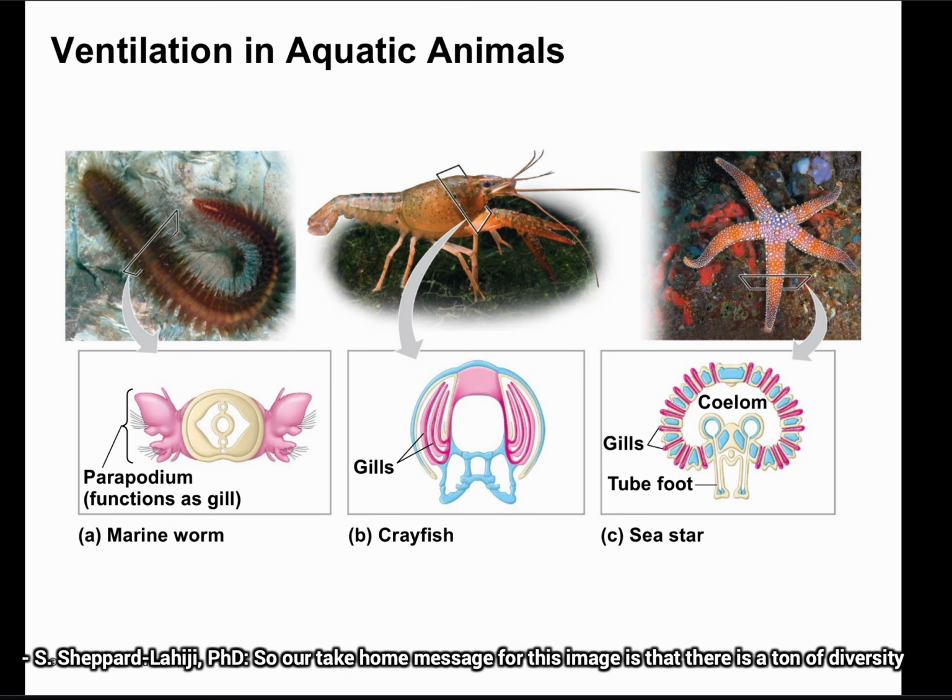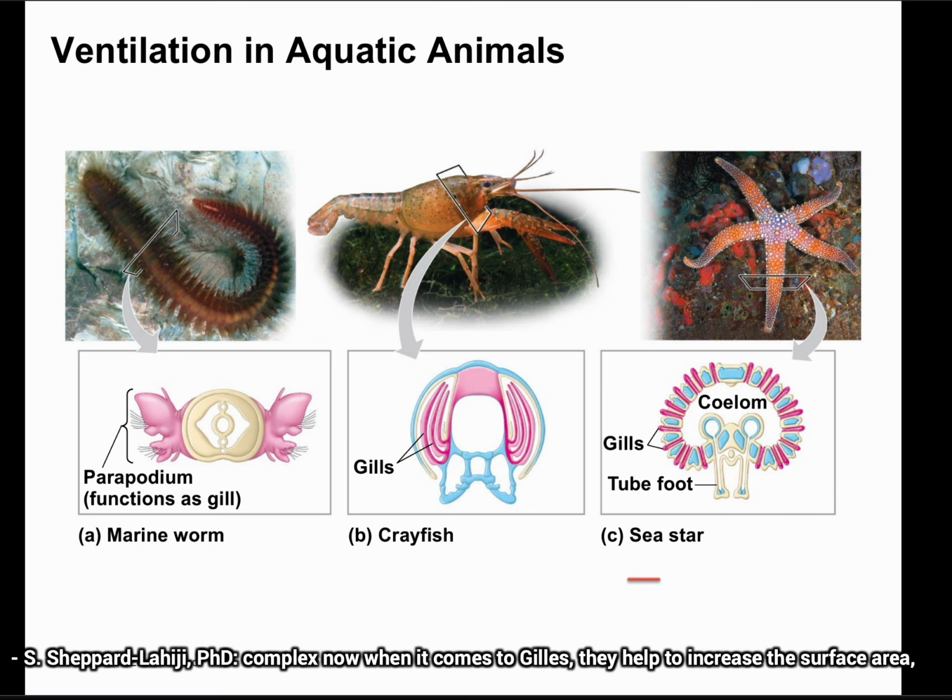So our take-home message for this image is that there is a ton of diversity when it comes to the structure and organization of gills. And gills serve as a site for gas exchange in aquatic animals. Now, gills are specialized extensions of tissues. They're meant to project into the water, and there's a simple kind of organization seen in echinoderms. A starfish or a sea star is an example of that, or they can be more complex.